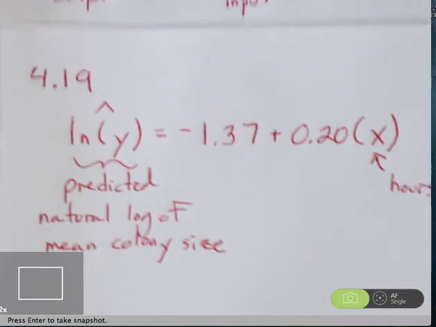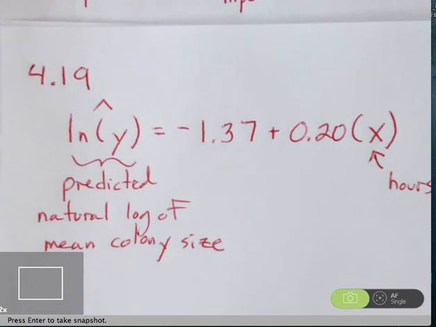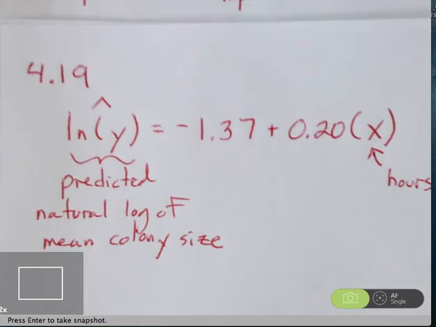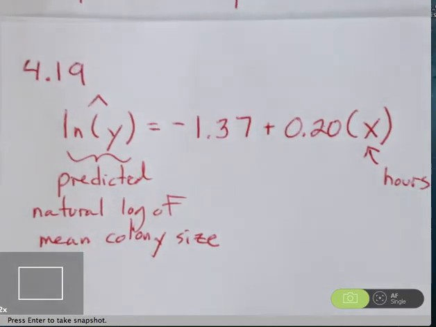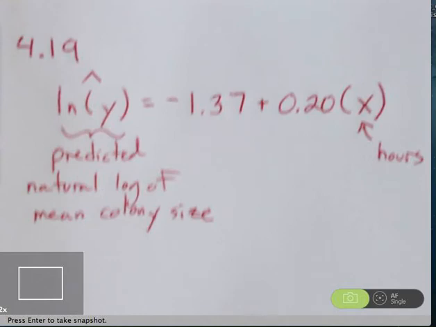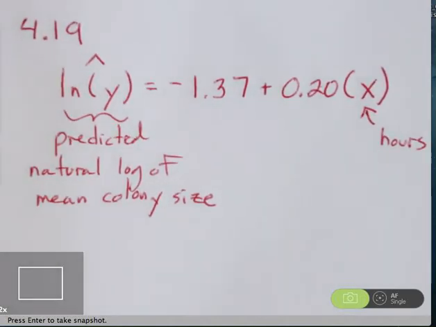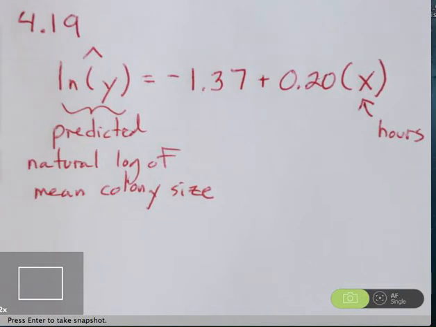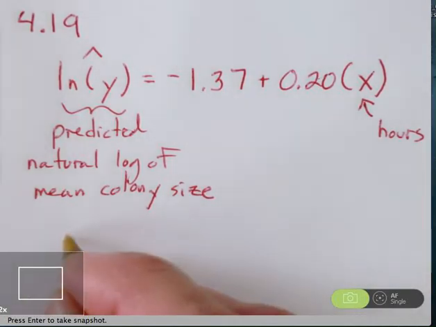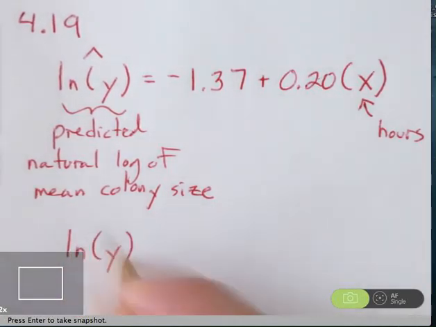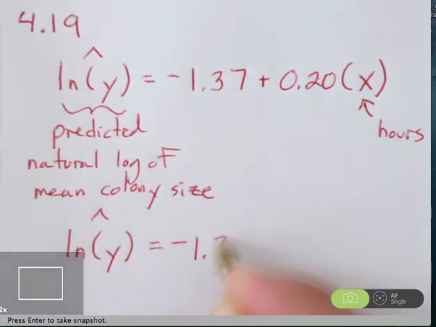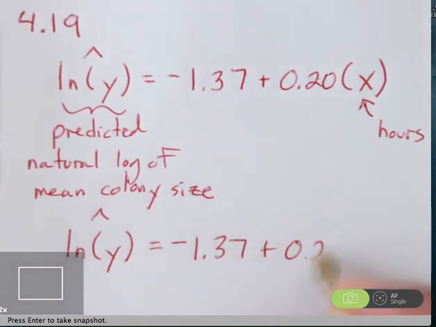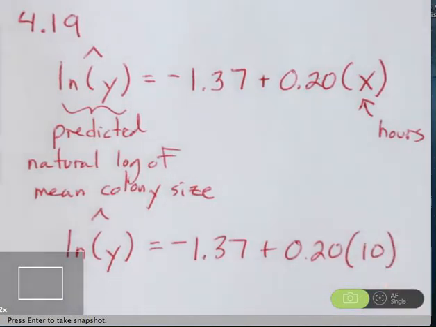Now what the question asks you to do, it says to use this line to predict the size of a colony 10 hours after inoculation, so after the initiation of the colony. So if you wanted to, you could actually take this and turn it into the exponential model before you make your prediction, but there really isn't any need to do that. You can make your prediction straight from this linear model by substituting 10 in for hours. So to make my prediction, my predicted colony size is the negative 1.37 plus 0.20 times 10 hours here.